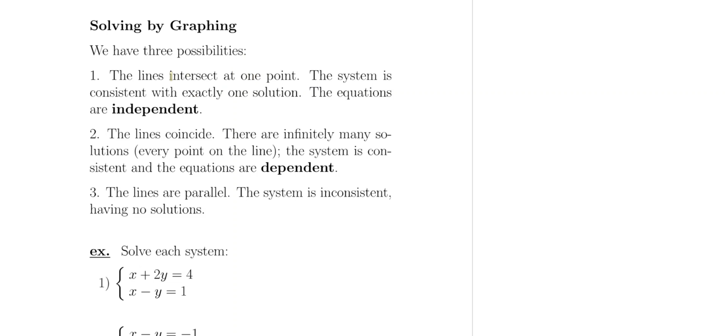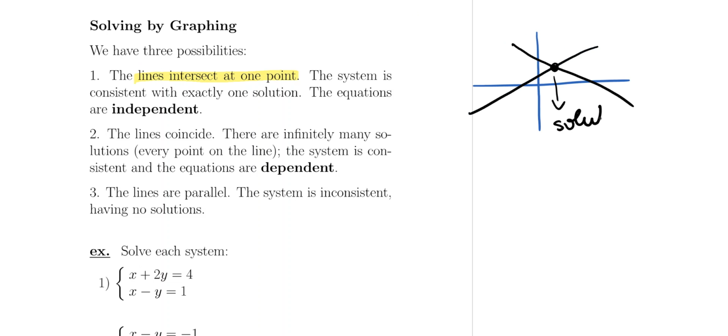So you could have the case where, if you have one line and then another line, the solution is going to be this point right here. And in that case we call the equations independent.